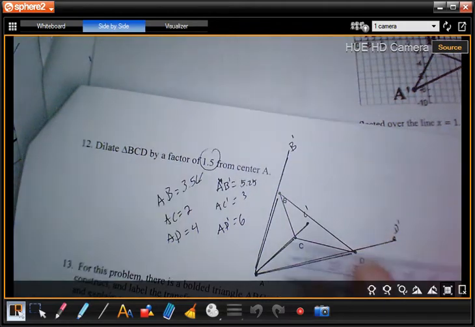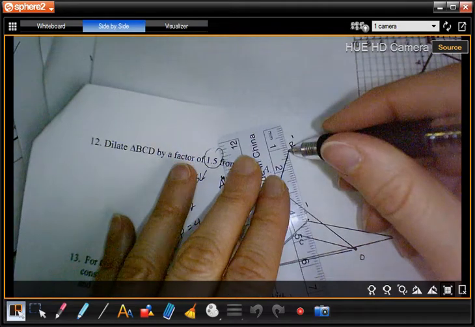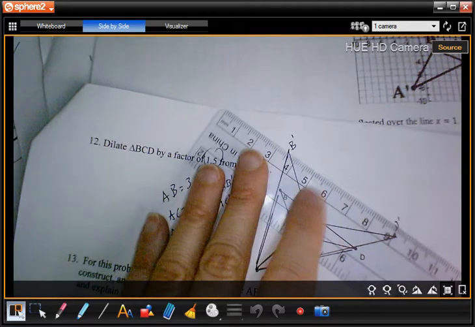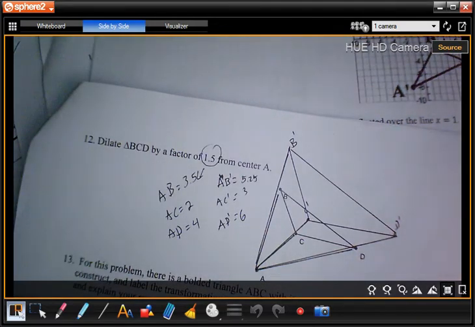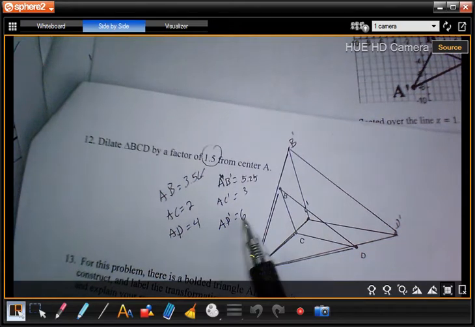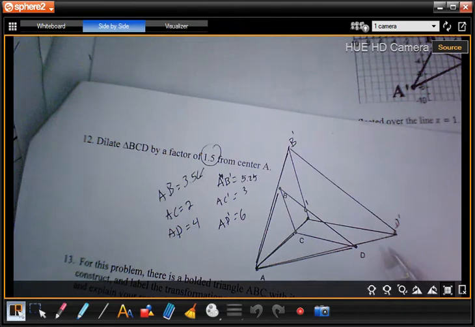Okay, then you connect these together. And I have my new dilated triangle that's 1.5 times as big. Questions about dilation? Yes? No. I'm more looking that these are the same and that you've measured from A. Some people like to measure from like D, and it messes up your whole triangle, and then it's more than 1.5 times as big. Okay.